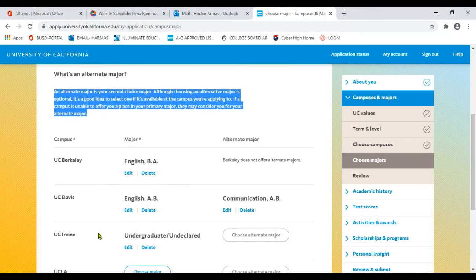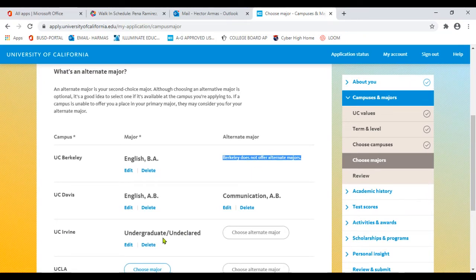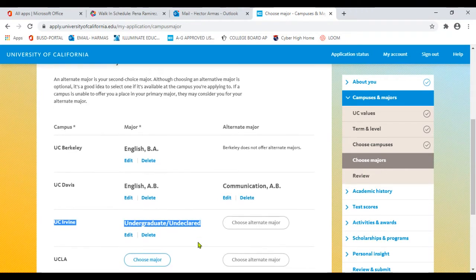There are a few schools, though, that do not have that option of undeclared. So if the school does not have the option, just like UC Berkeley right there, as an alternate major, they do not offer alternate majors, so it won't even give you an option. The same thing for a major. If undeclared is not an option and they want you to choose a major, then you're going to need to. Now again, each school is different, so you're going to have to go through each school and verify what options they have.